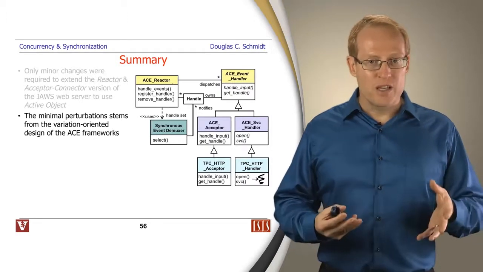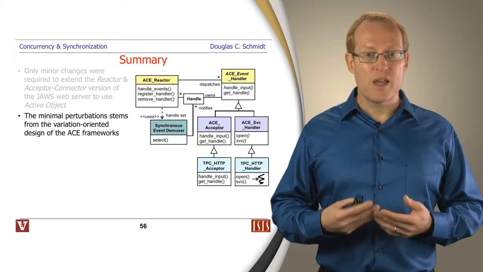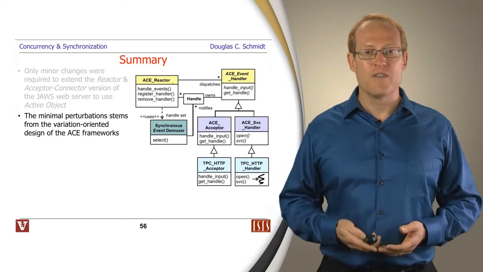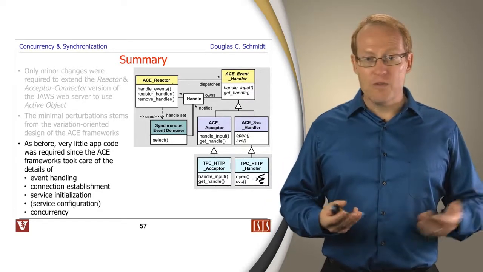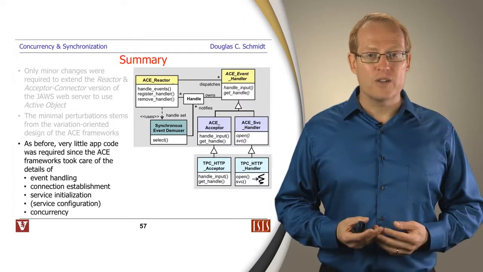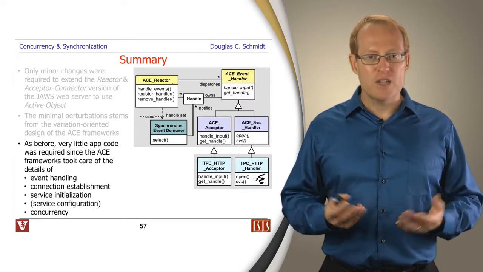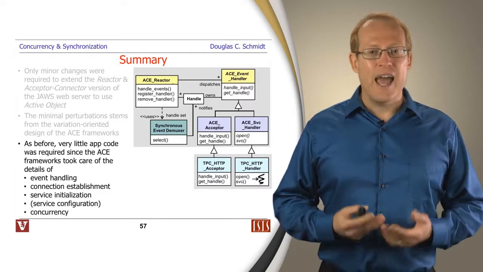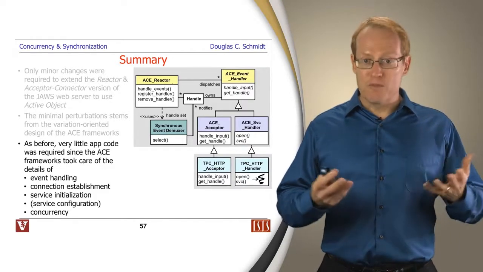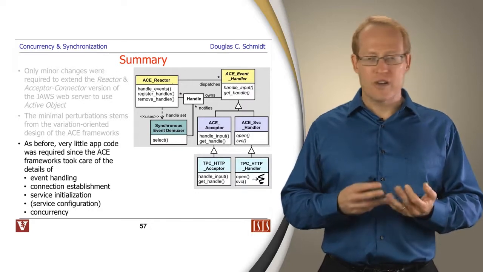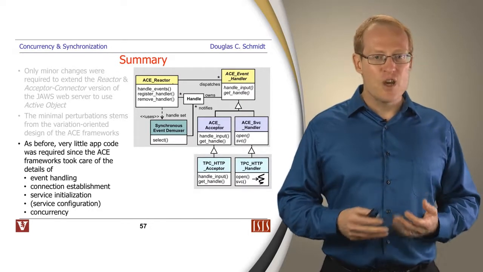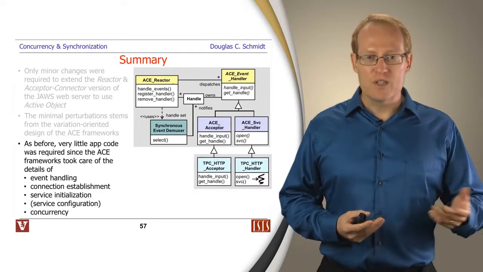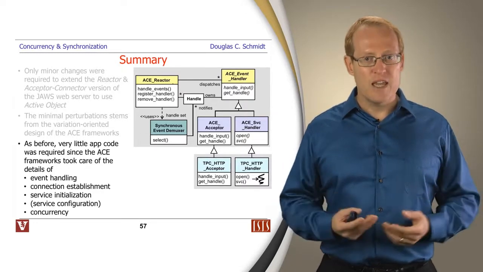This is something that typically occurs with experience. It occurs with the opportunity to refactor your software and continually improve and evolve it. As before, very little code was required to do anything related to the application processing. We've seen the same application logic repeatedly now, and the frameworks, now multiple frameworks from ACE, the Reactor, Acceptor-Connector, and ACE Task, took care of the event handling, connection establishment, service initialization, concurrency, and so on.